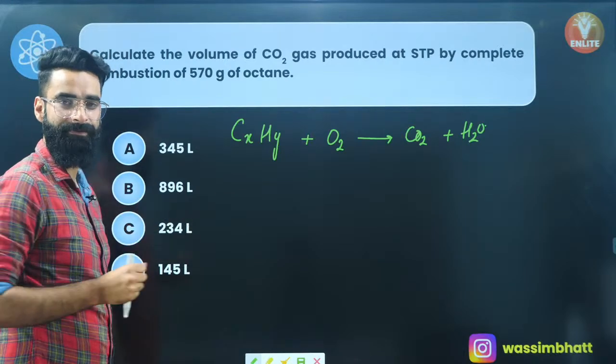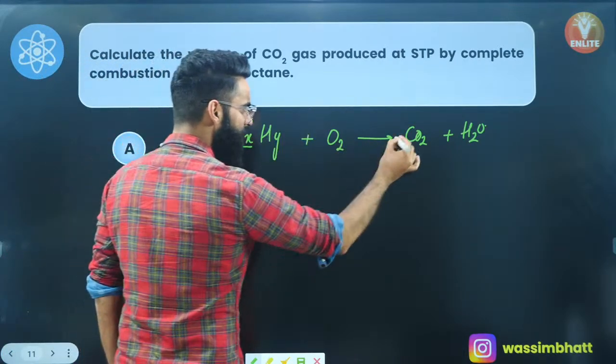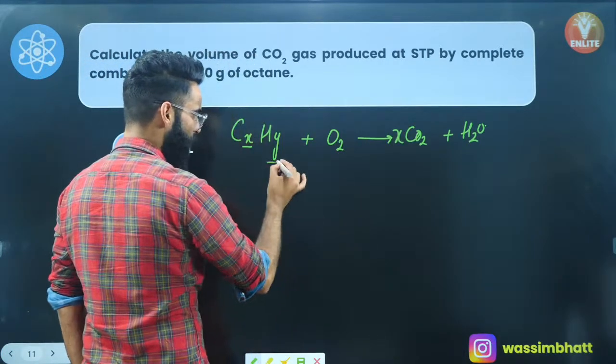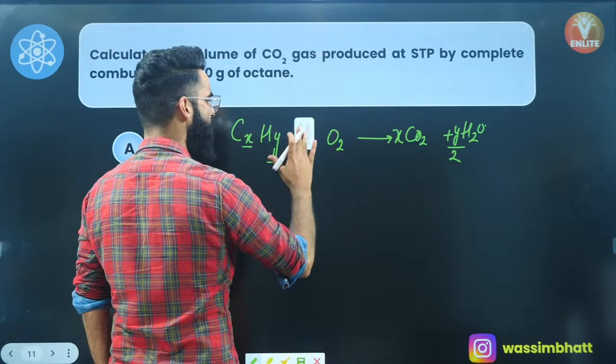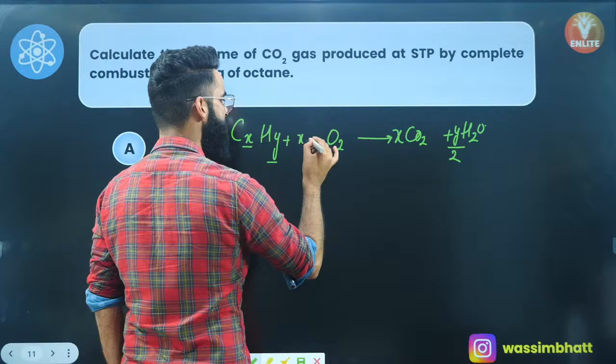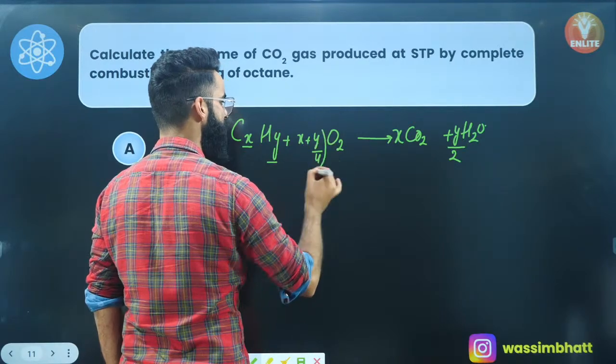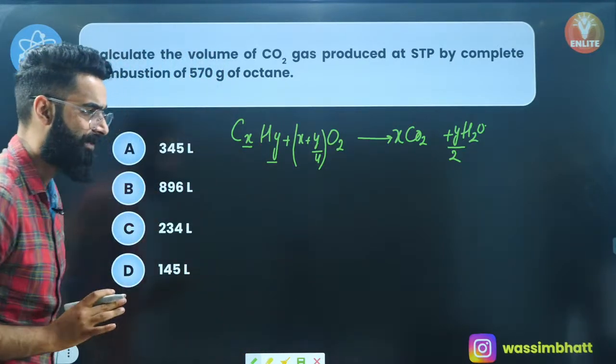How do we balance it? See, this is x over here. Just keep this x right here. This is y over here. Keep y by 2 over here and make the stoichiometric coefficient of O2 as x plus y divided by 4. The reaction will be automatically balanced, right?